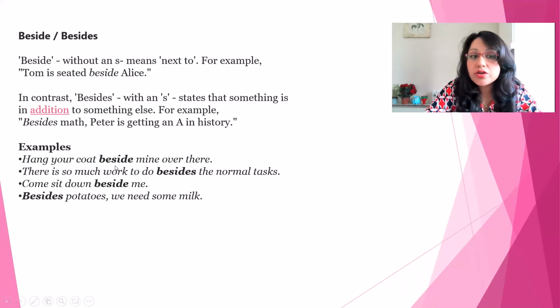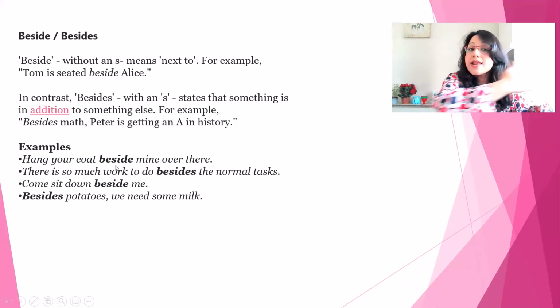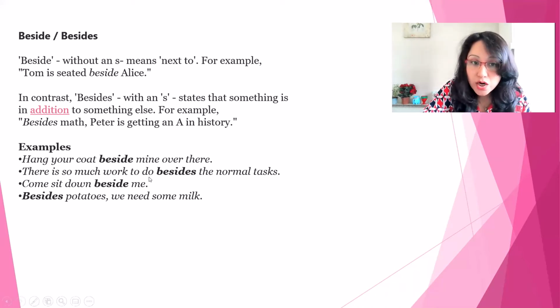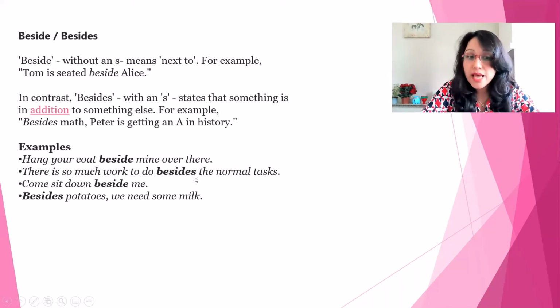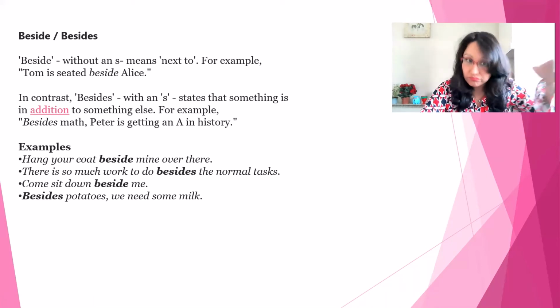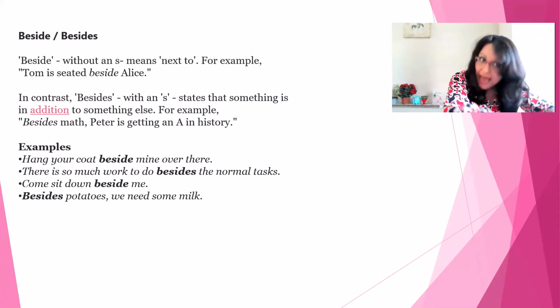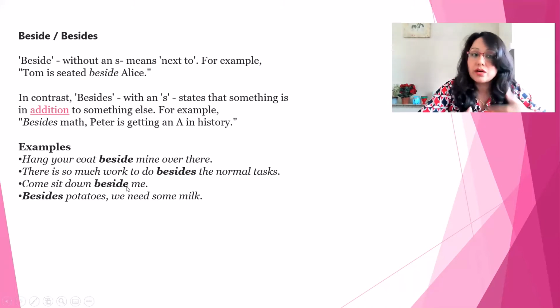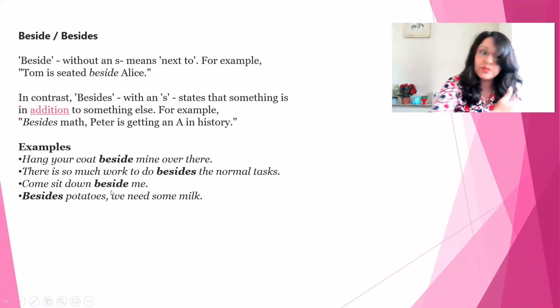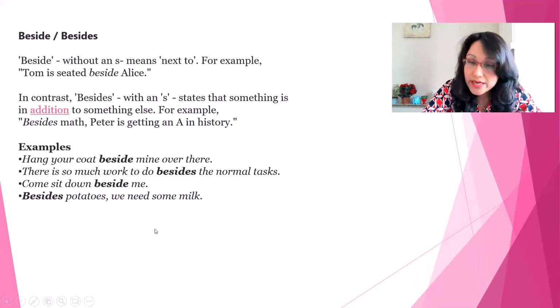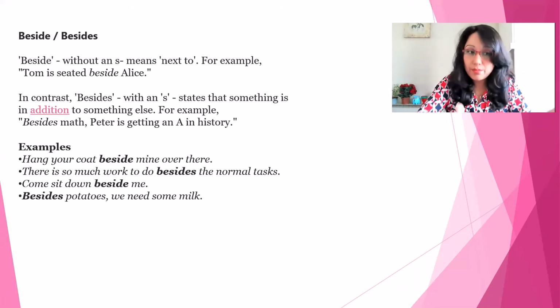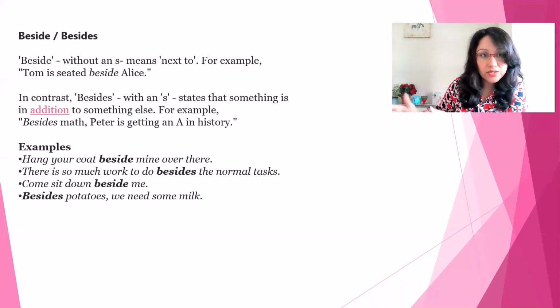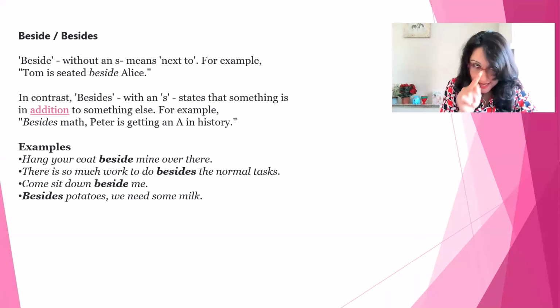So hang your coat beside mine. That means next to mine. There is so much work to do besides the normal task, in addition to. So I have my normal task and adding on, I have so much work, like apart from that. Come sit down next to me, beside me. Besides potatoes, we need some milk. So in addition to some milk, we also need potatoes, okay? So beside, next to, and besides with an S, in addition to, okay?